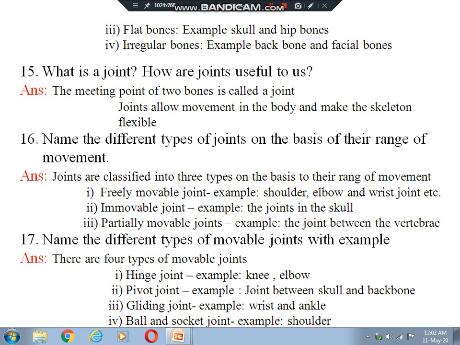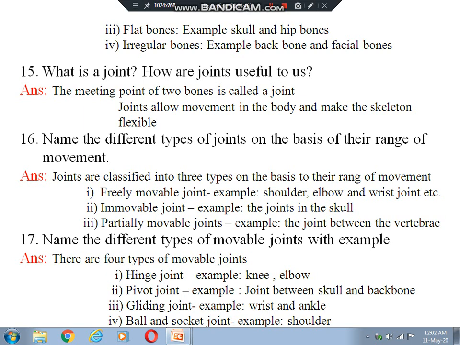Now what is a joint? You know that a joint is the meeting point of two bones. So how are joints useful to us? If there is no joint in our body, we cannot bend any part of our body. That is why joints help in the movement of our body parts.